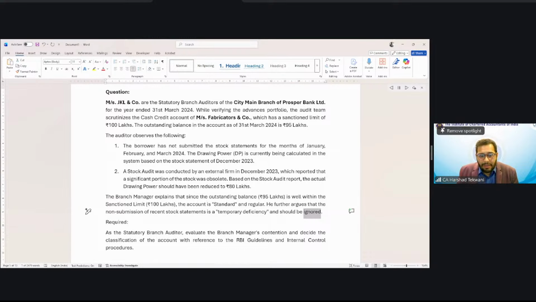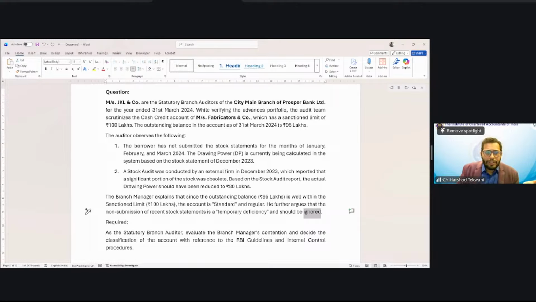If it is older than 3 months, it would be deemed irregular. A working capital account will become NPA if such irregular drawings are permitted for a continuous period of 90 days. Now, why am I saying it is irregular? Because here my drawing power is determined on the stock statement, which is 3 months or older. So it is irregular for January, February, March, since 3 months. And once the irregularity is for a continuous period of 90 days, it becomes an NPA.